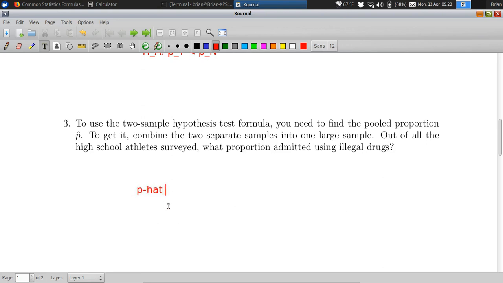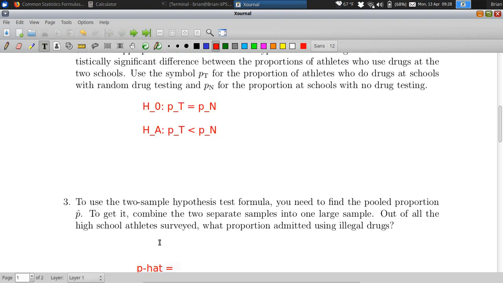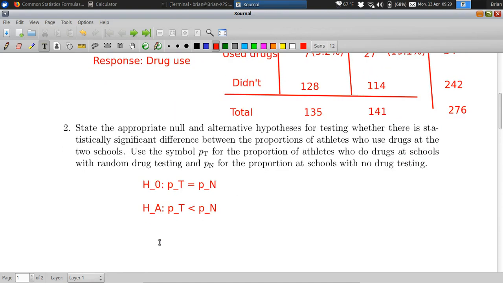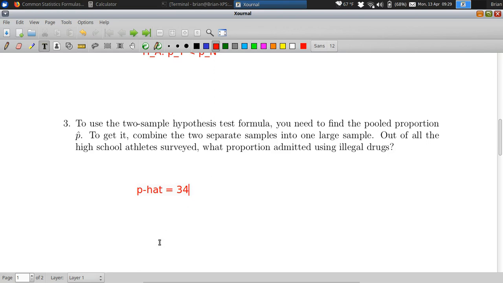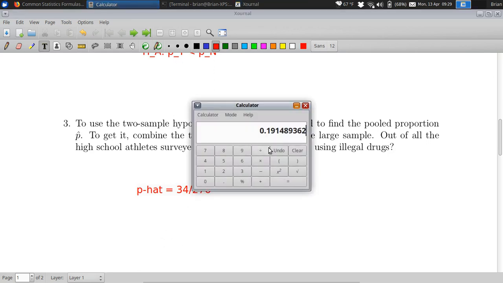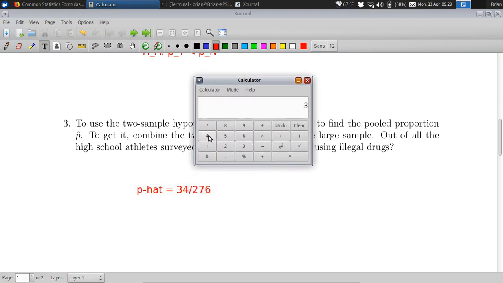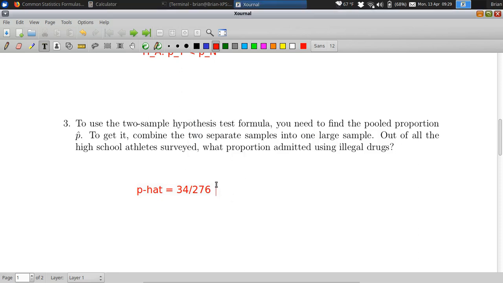So p hat, and since we're doing this all online, when you type your answers, it's okay with me if you just type p hat. That's a nice way to write that. P hat is the percentage 34 divided by 276. If you want to use a calculator to calculate that, you can, but you don't have to. It's okay to leave it as a fraction. So 34 divided by 276 is 12.3%. So that's our pooled proportion.